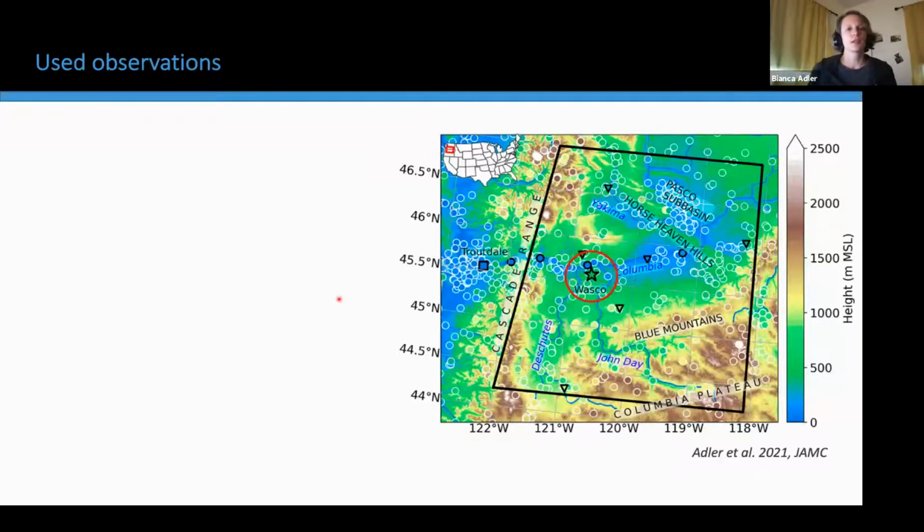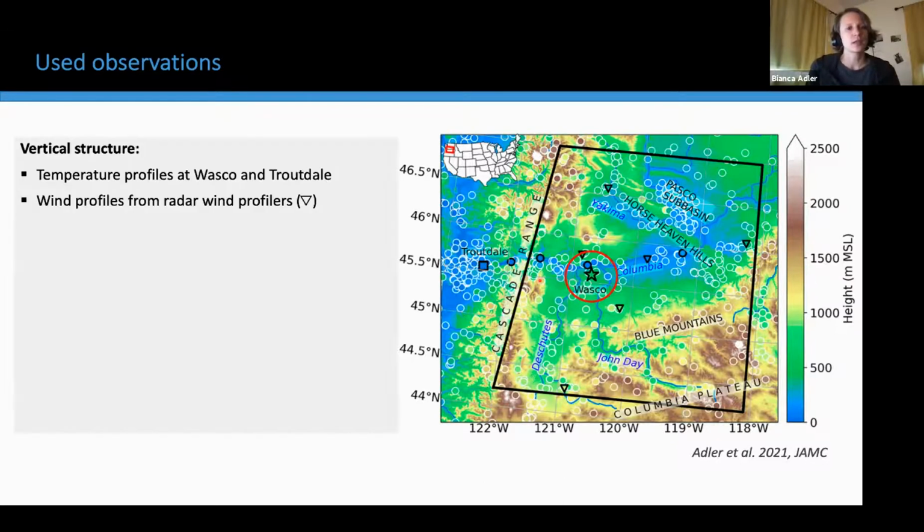So for the observational study, I used various instruments. This is here an orographic map of the area with the locations of the instruments I used. To study the vertical structure, I used different remote sensing instruments.